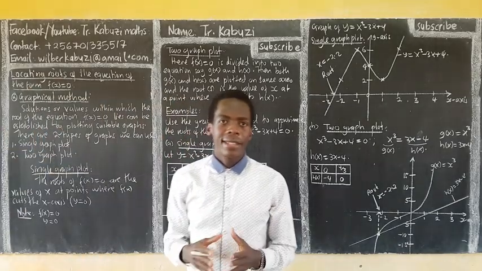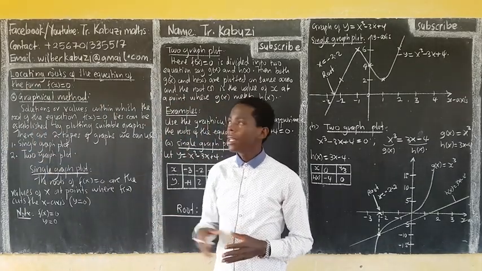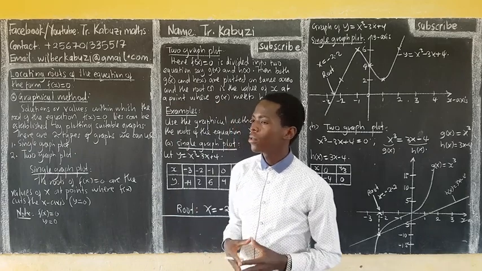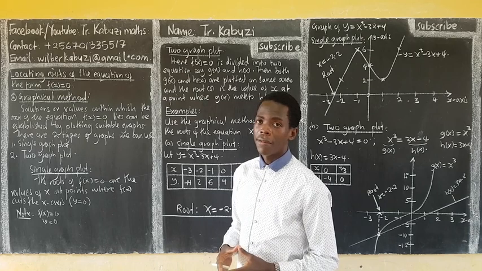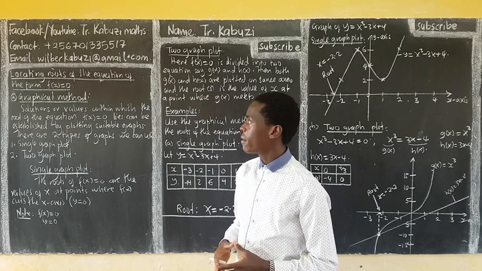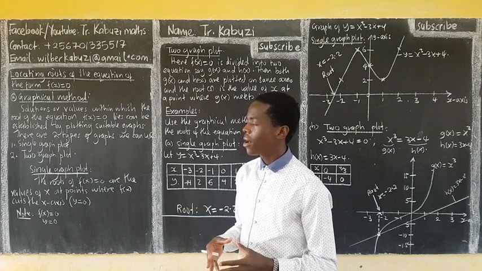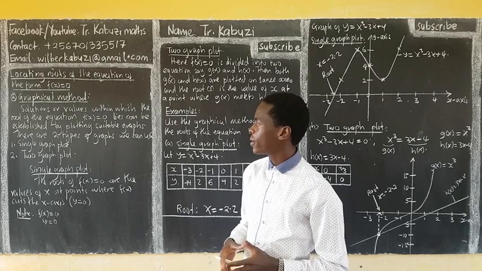Now members, we have seen the analytical method of locating roots for the two cases, when we are not given the interval and also when we are given the interval. Now we are going to use the graphical method to locate these roots. Also here we are going to see two cases.